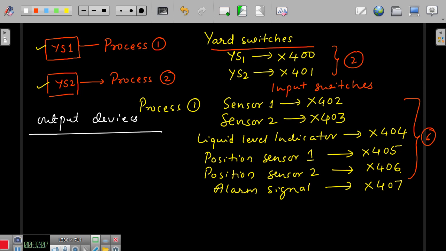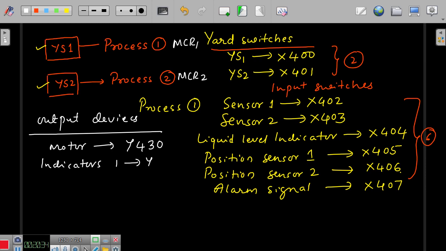So what are the outputs? Two master control relays to represent MCR1 and MCR2. These you can also consider momentarily as output devices. Then one motor, which I will take as Y430. Two indicators: one, that is Y431, and indicator 2, Y432.